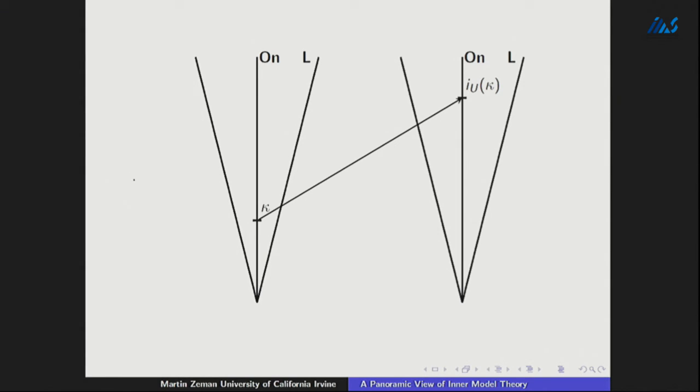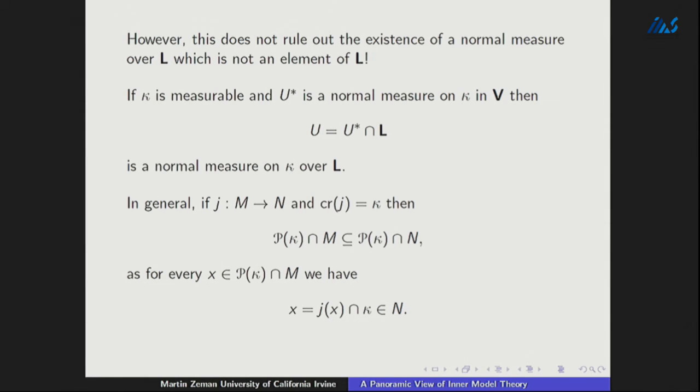So the point is that we shift L to L, and the smallest measurable would be shifted to the smallest measurable, which is bigger. But this argument does not rule out the existence of an L ultrafilter. And it is easy to get one, for example, if we have a measurable cardinal: then just the intersection of this measurable cardinal with L gives us a normal measure over L. So remember, when I said normal measure over L, I meant an L ultrafilter which is normal.